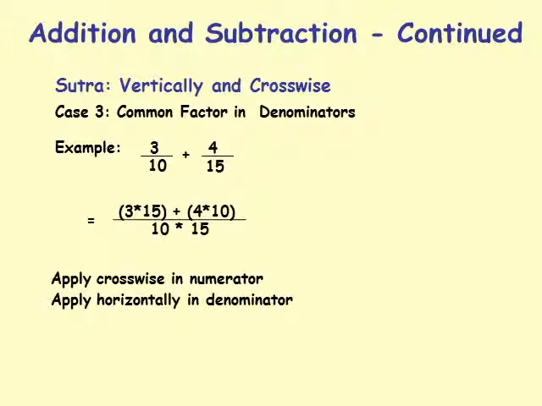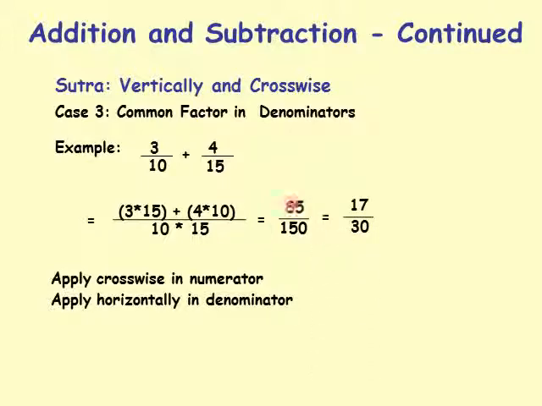Let's see what happens. So with 3 times 15 plus 4 times 10. 3 times 15 is 45 plus 4 times 10 is 40. And the denominator is 10 times 15. 10 times 15 is 150. So that is equal to 45 plus 40 is 85 divided by 150.